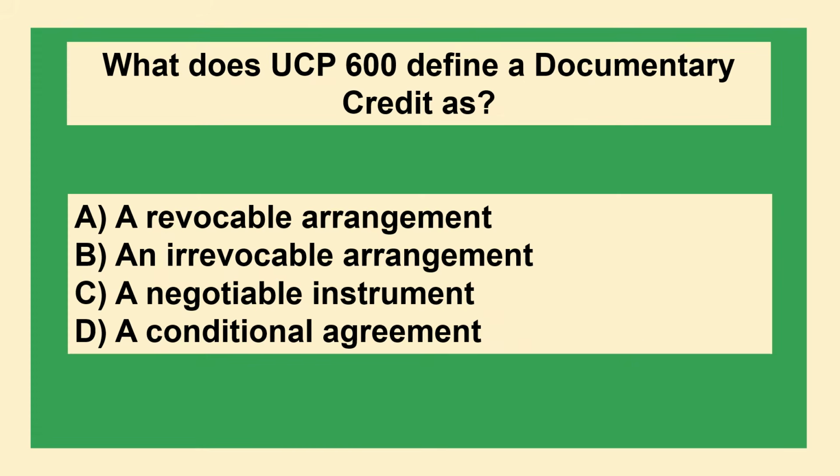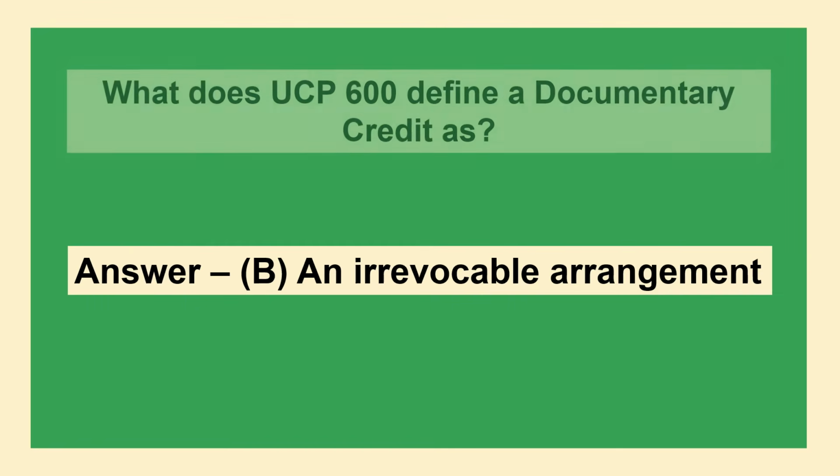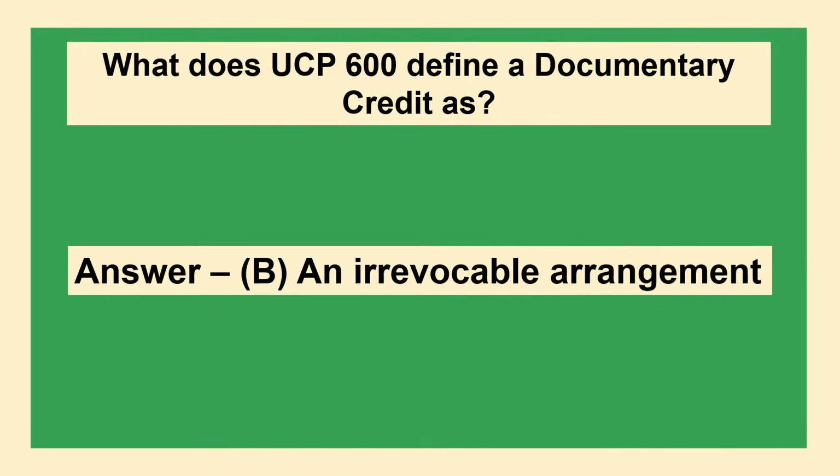Question. What does UCP 600 define a documentary credit as? Option A. A revocable arrangement. Option B. An irrevocable arrangement. Option C. A negotiable instrument. Option D. A conditional agreement. Answer. Option B. An irrevocable arrangement.